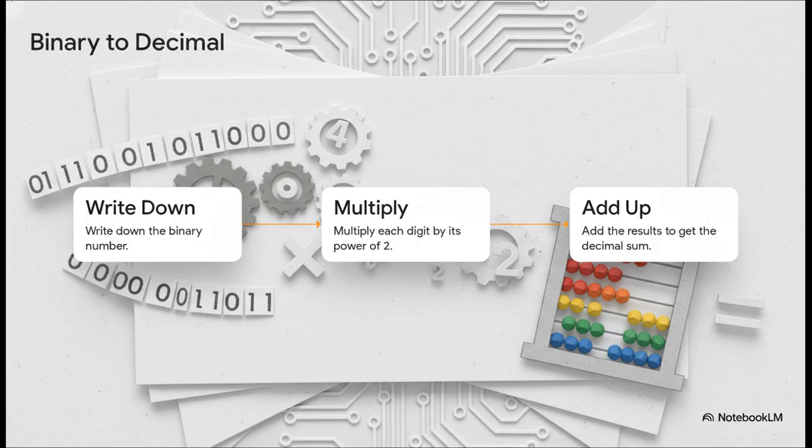Now, to go the other way, to decode the machine language back into human terms, we essentially just reverse the logic using multiplication. You write down the binary string, and you simply replace each binary bit with its respective place value power of 2, just like we talked about earlier. If the bit is a 1, you keep that power's value. If it's a 0, you completely ignore it. Add up all the active values, and boom, you've got your standard decimal number.